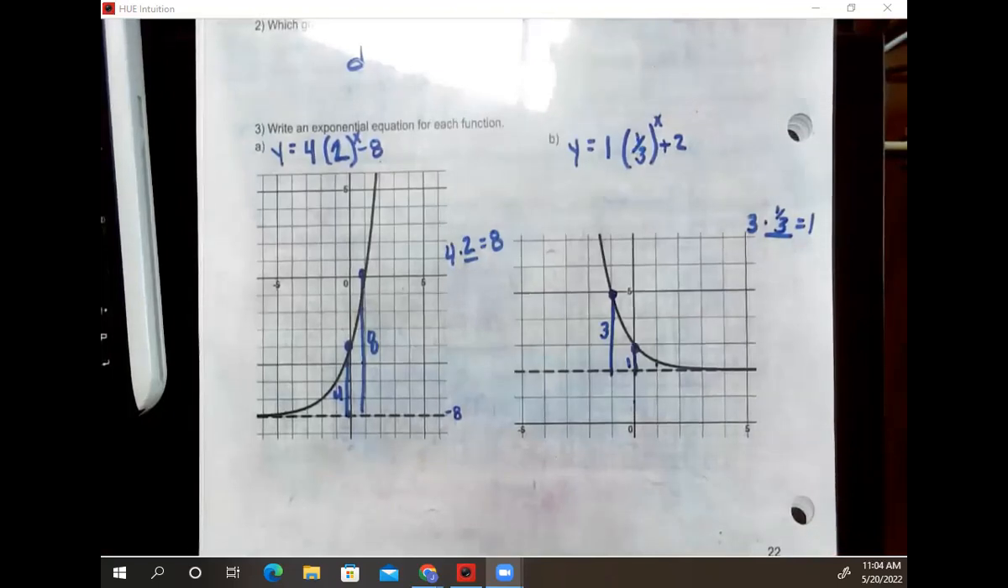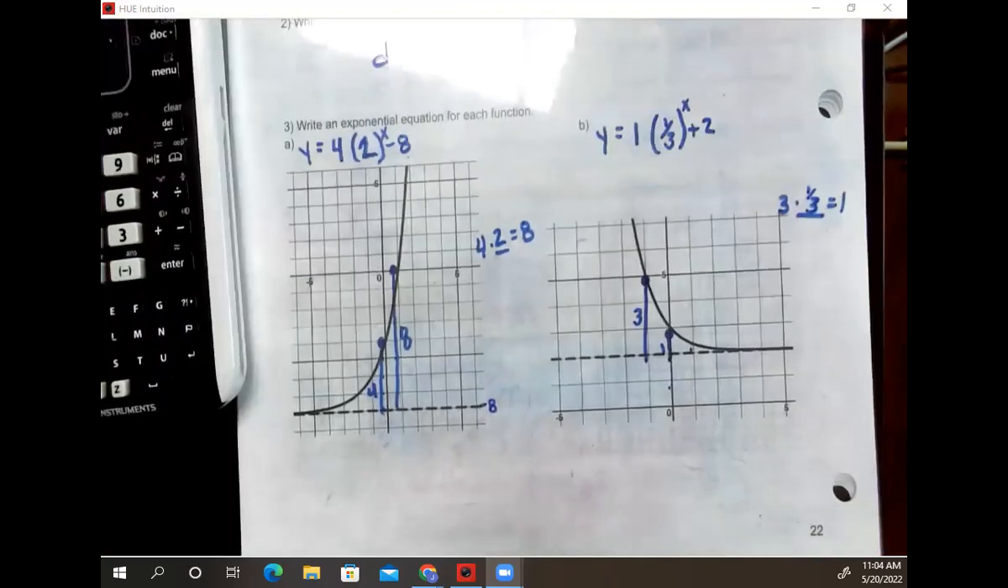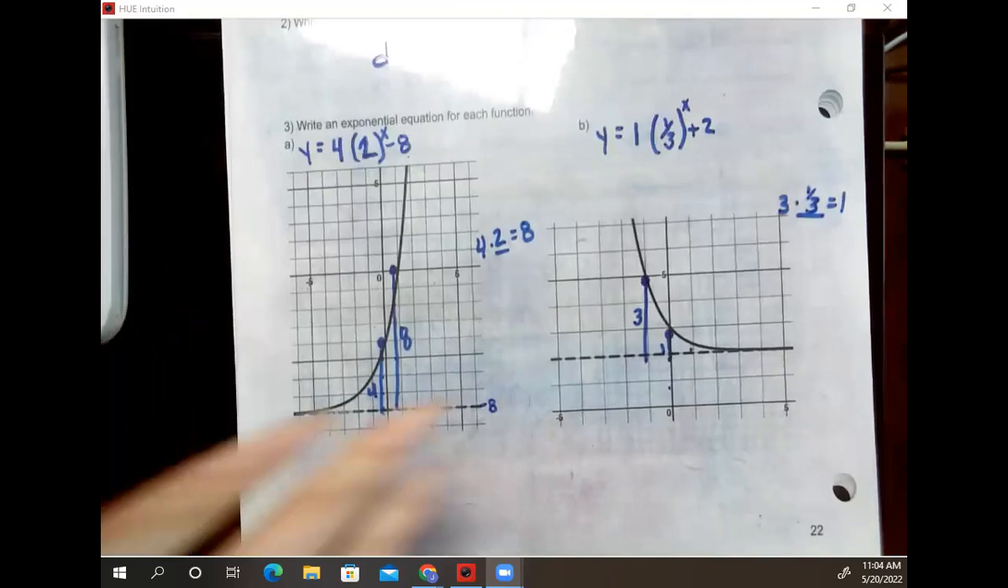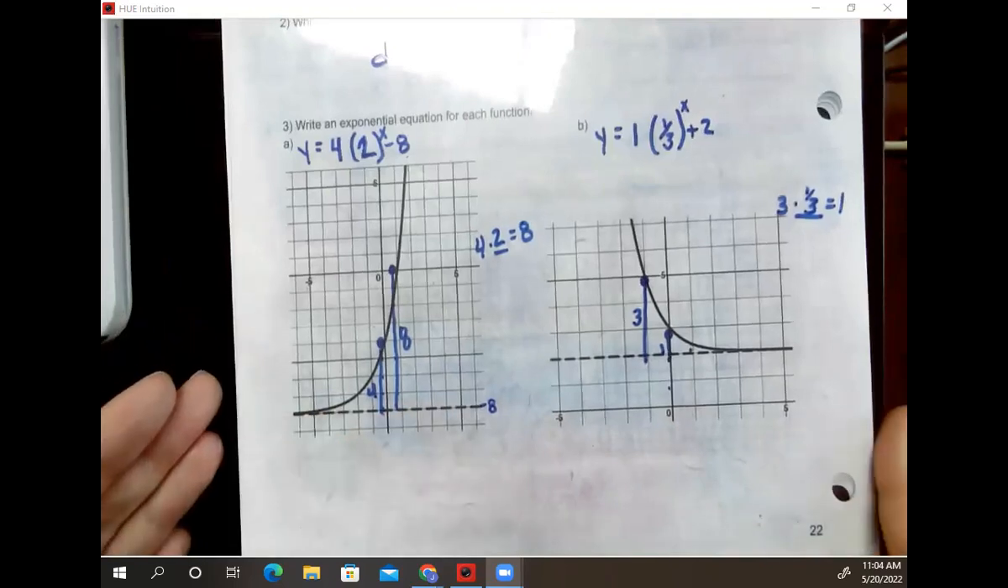I would like you now on the next page to try C and D. Write the equations for C and D on the next page.